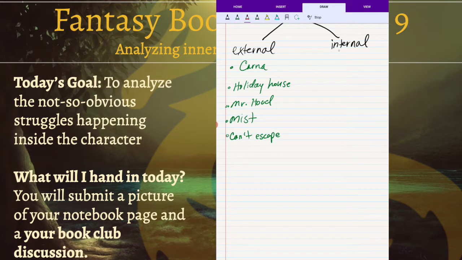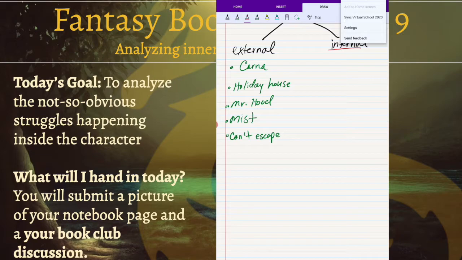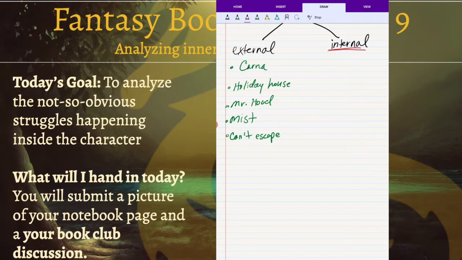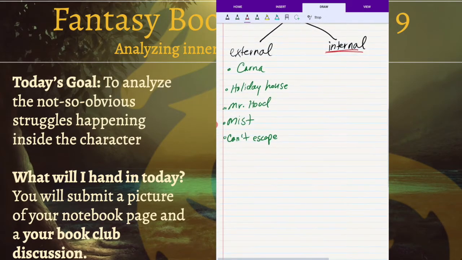But now we need to think about what's going on inside Harvey. What are the conflicts that are internal?